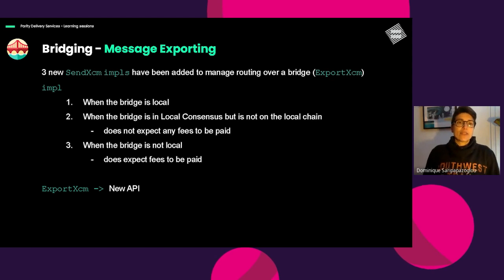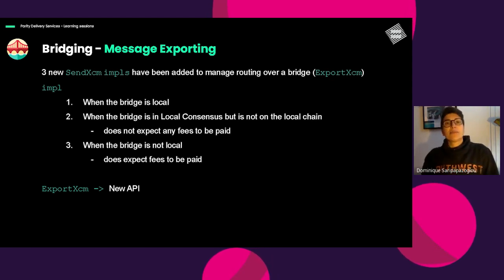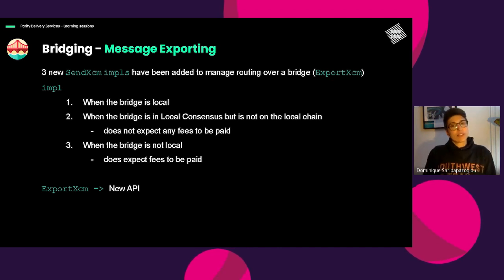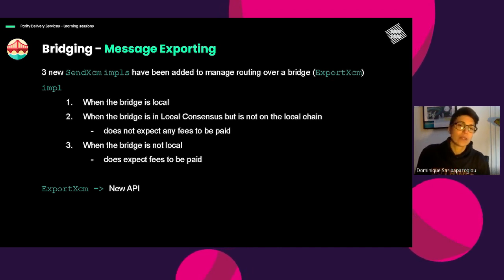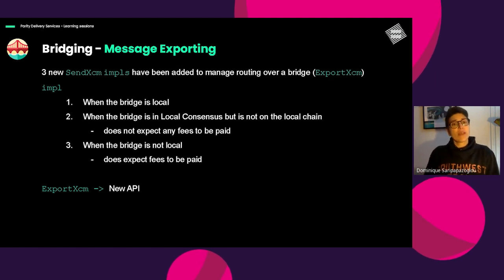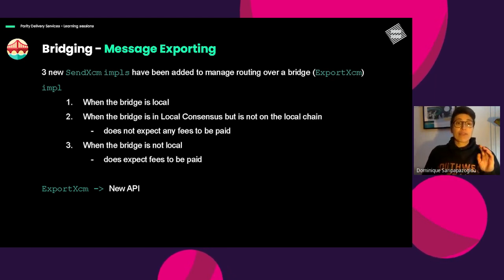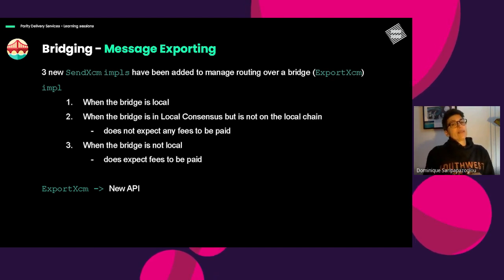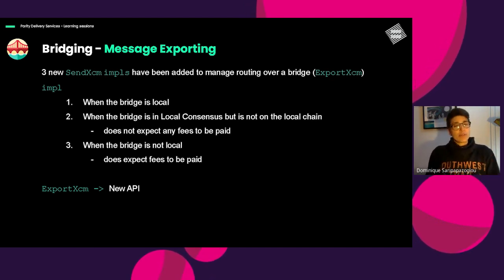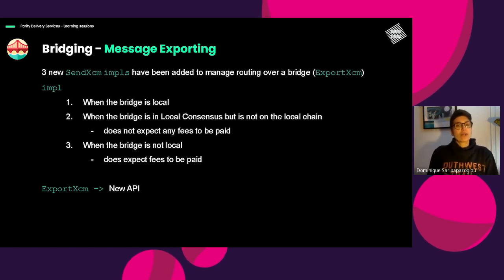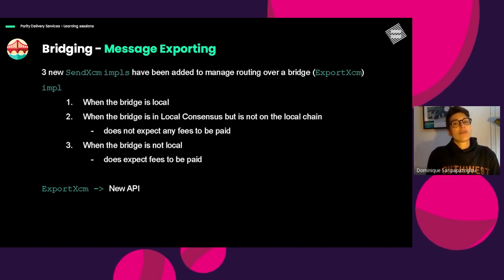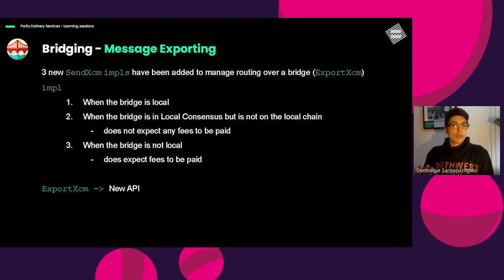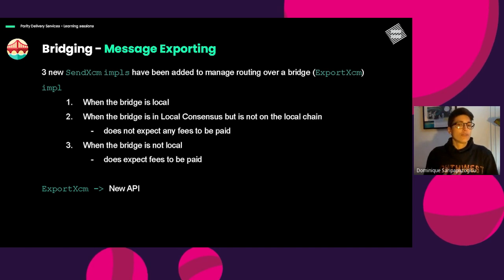The second subcategory in bridging is message exporting. We have three new XCM implementations to manage XCM messages over bridges. We have three new implementations for three different cases. When the bridge is local, when the bridge is in the local consensus but not on the local chain, and that does not require any fees. And the third case, when the bridge is not local, so we expect fees to be paid.